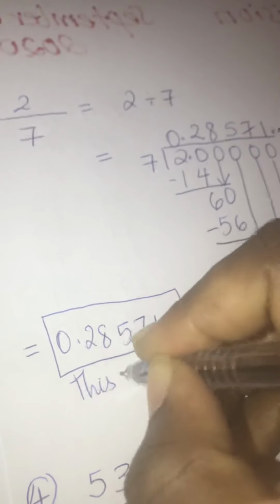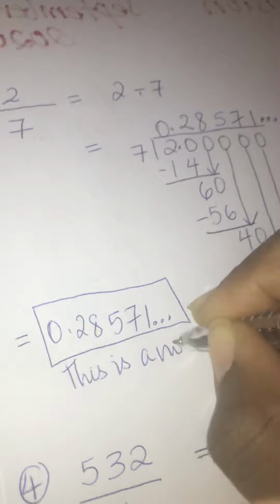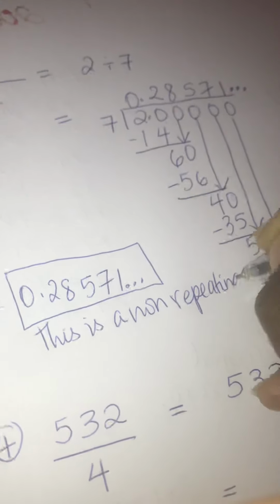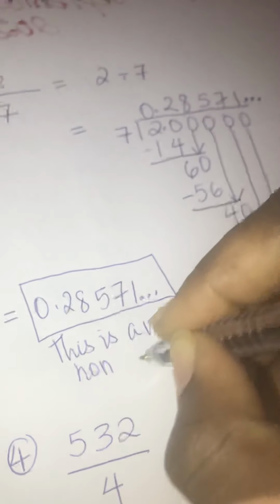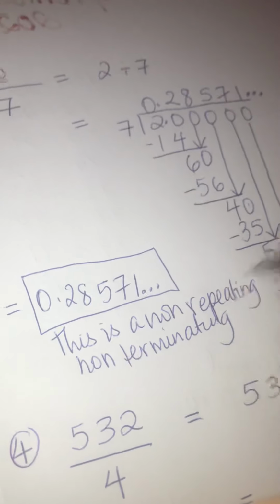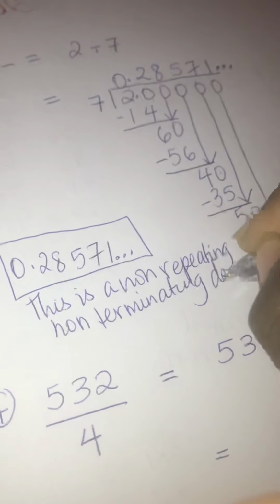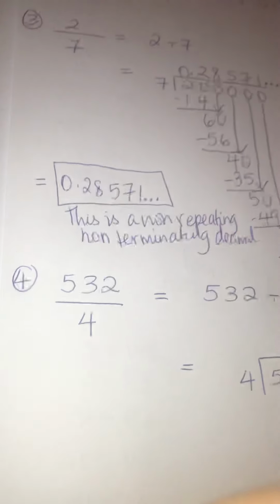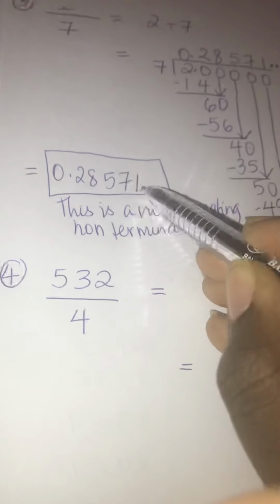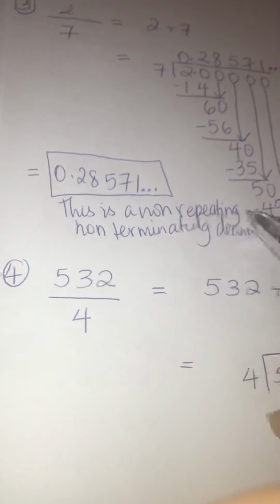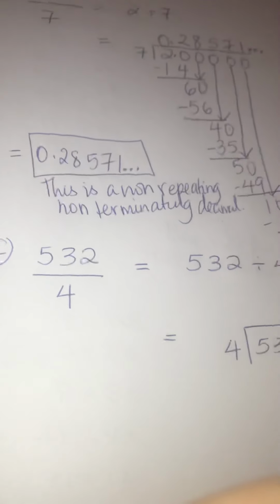And this is a non-repeating, non-terminating decimal. Okay? Because nothing is repeating, no digits is repeating, and it is not ending. That's why we are calling it a non-repeating, non-terminating decimal.